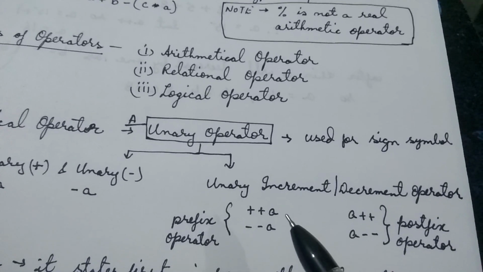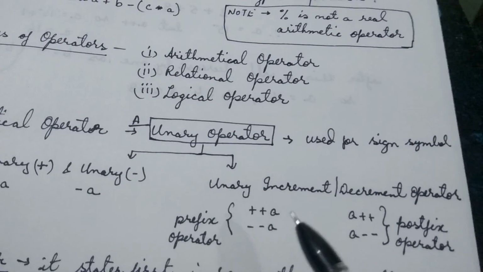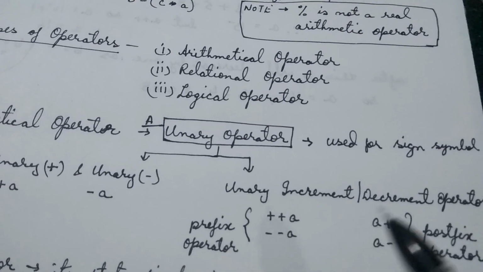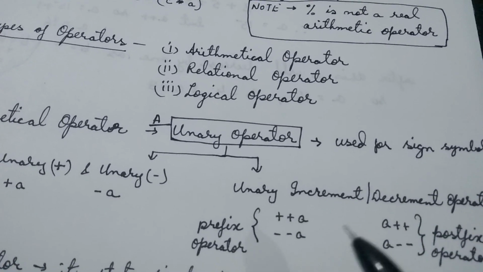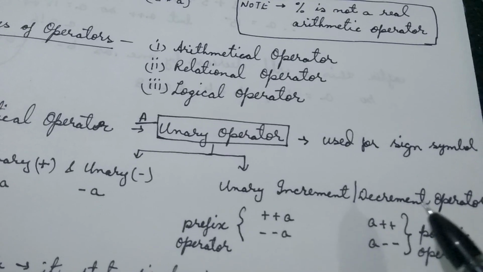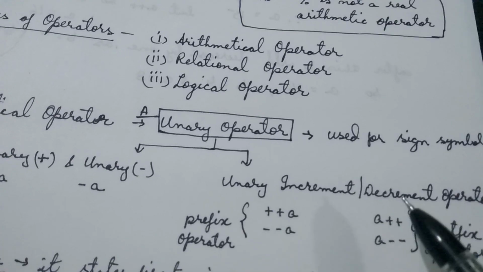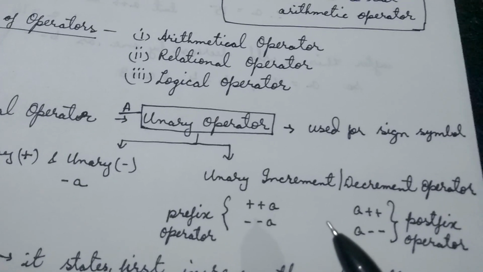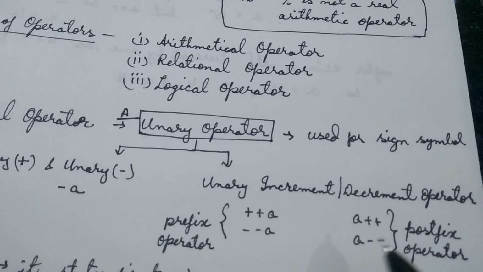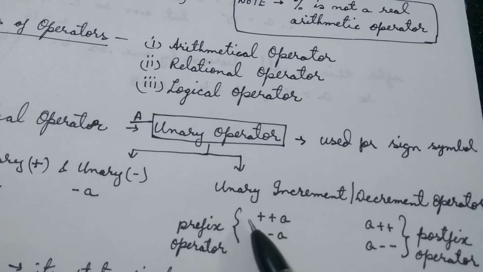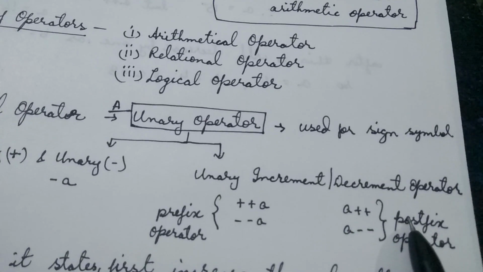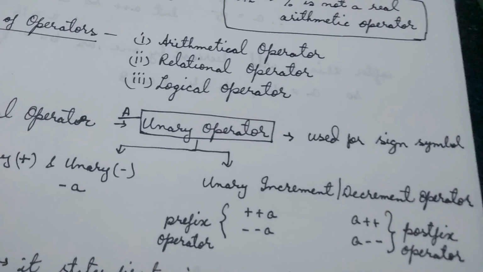If we have to increase the value by 1, we can make use of plus plus. But if we are increasing the value of any operand by 2 or by 3, we cannot write a plus plus plus, or a plus plus plus plus for 3 times, or a plus 2 or a plus 3. Only for increasing or decreasing the value by 1 can we use the shorthand operators: a plus plus or a minus minus, or minus minus a or plus plus a. But what is the difference between prefix and postfix? This is important to understand.